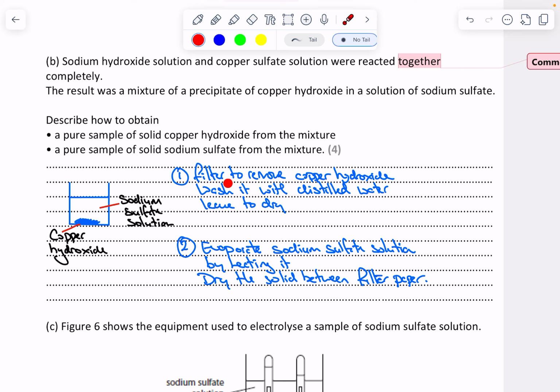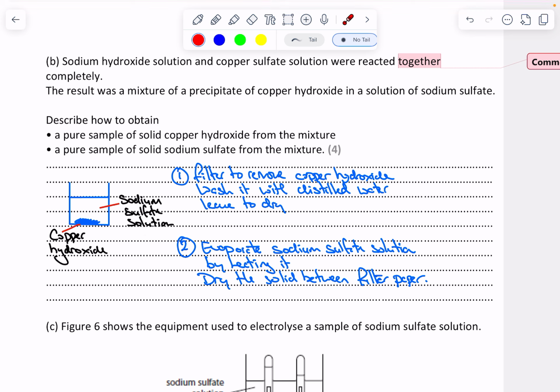we would filter, and that removes the copper hydroxide, so it would get trapped in the filter paper. We would then wash the copper hydroxide with distilled water, and we can do that because it's not going to dissolve, and then we leave it somewhere warm to dry, and then we've got our pure dry sample of copper hydroxide. Then we've got to work out how we get our sodium sulfate from this solution.